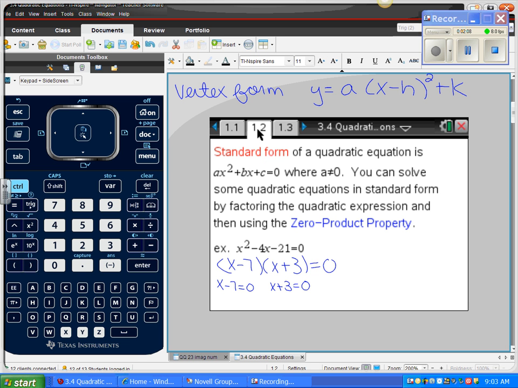So you get what? Good. How do I generally like to write multiple solutions? What kind of brackets? The fancy one. Okay, curly, right? So we're going to have -3 and 7 as our solutions.